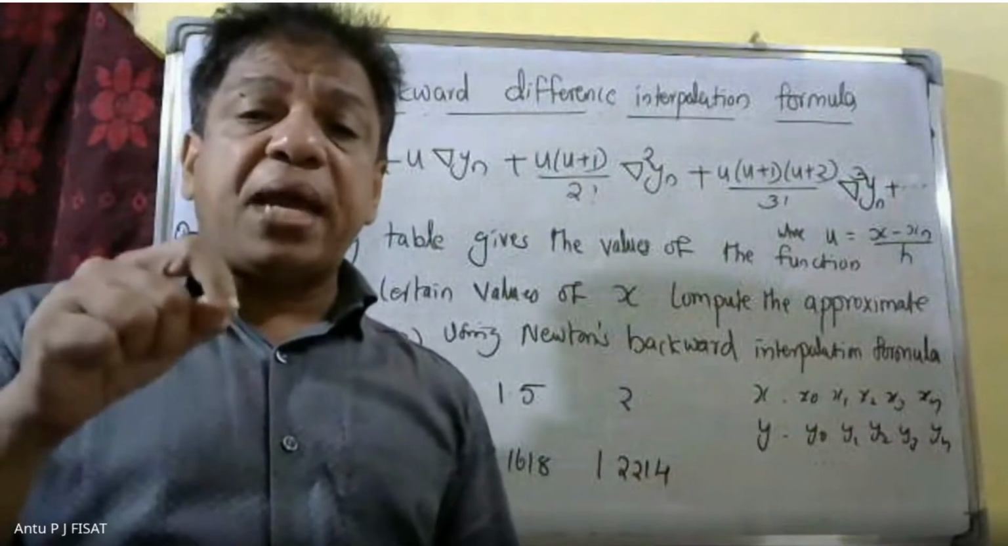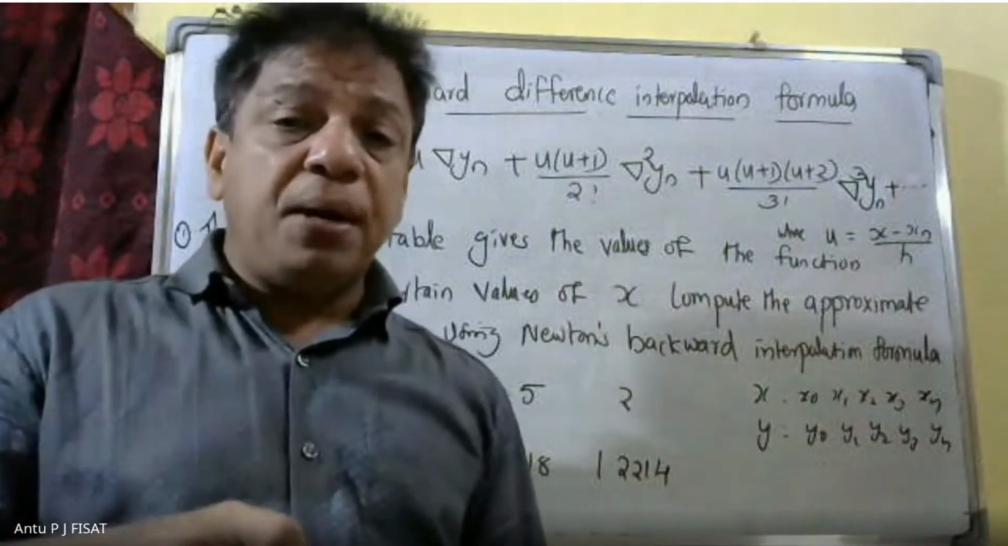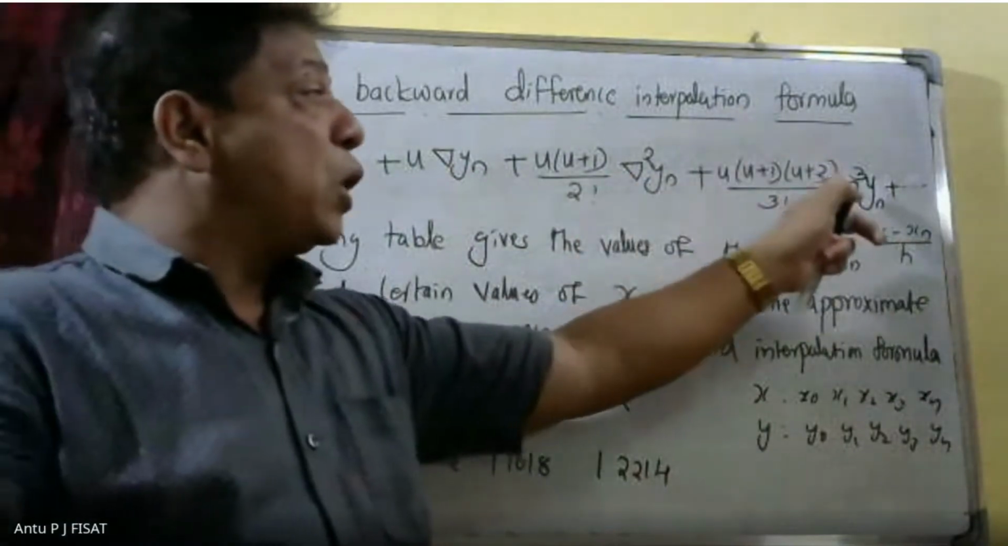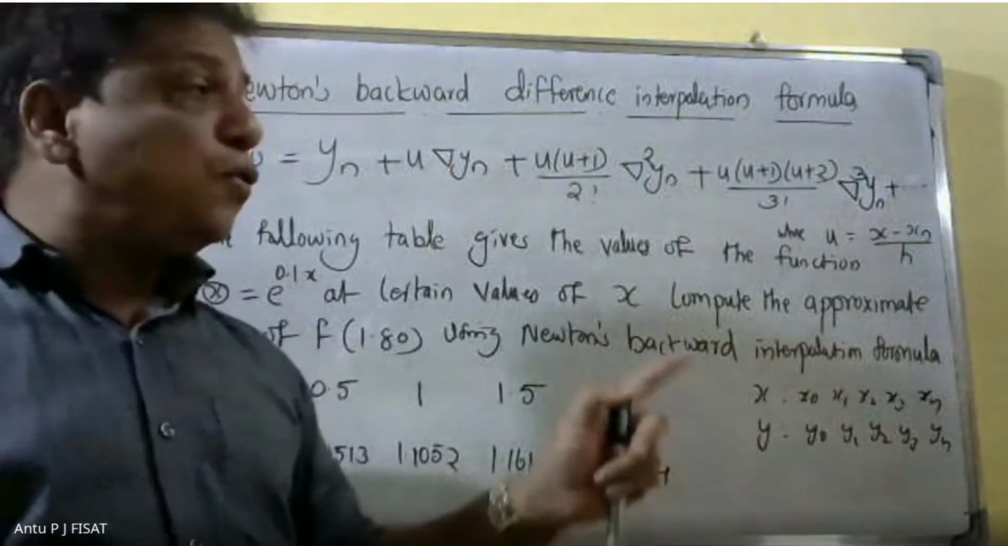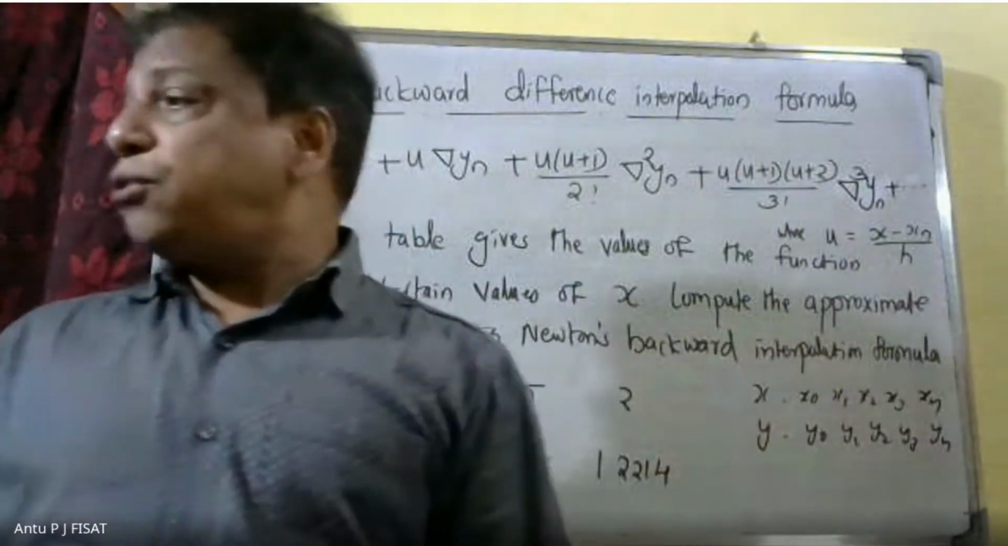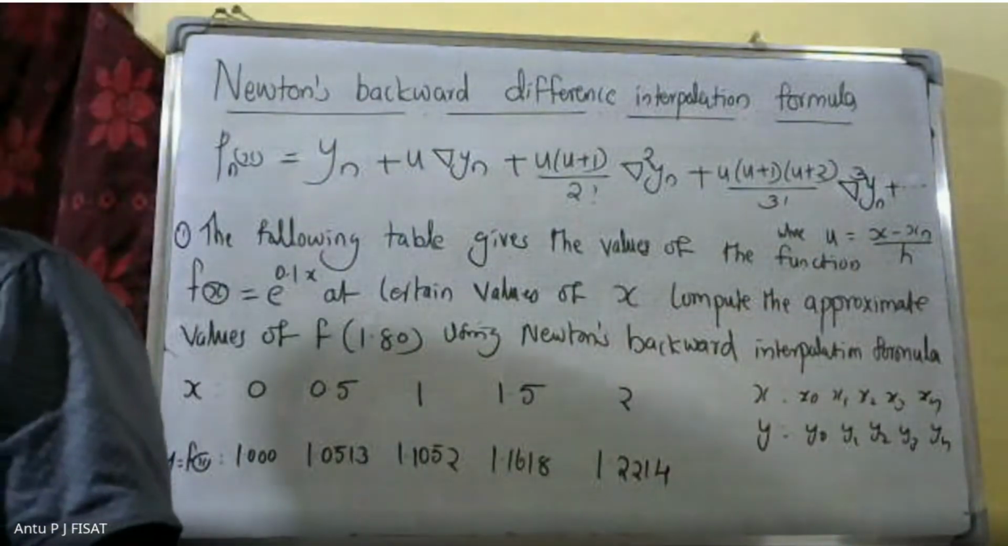So first, we have to make the table. From the table, we can find the values of del yn, del square yn, del cubed yn. To find the value of u, we use the formula (x minus xn) by h. First, we have to make the table.